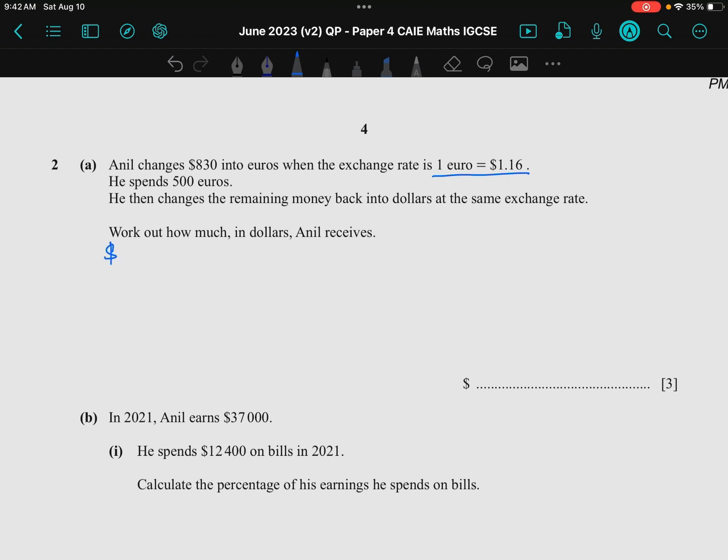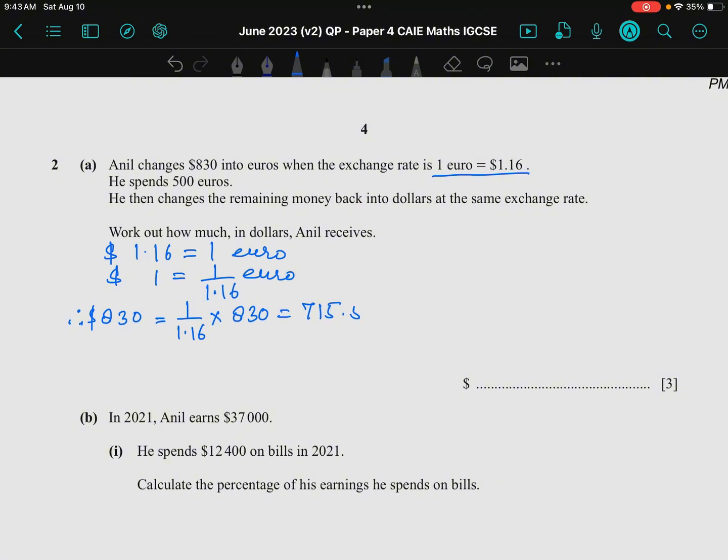So first of all, $1.16 is equal to 1 euro. So now $1, what will be the value of $1? 1 upon 1.16 euro. Therefore, total how much does he have? $830 is equal to 1 upon 1.16 multiplied by 830. Put this in your calculator and you will get the value 715.5 euros.